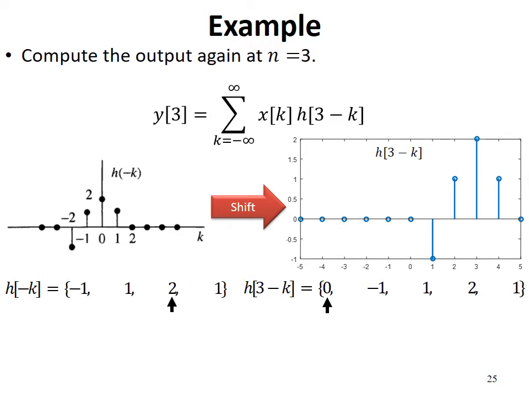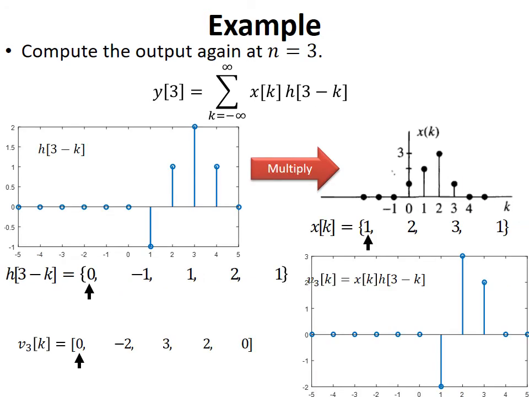Now the next step is to multiply h of 3 minus k with x of k. Now h of 3 minus k would be multiplied with x of k. So the sample at k equal to 0 of h of 3 minus k would be multiplied with sample at 0 of x of k, right? So 0 would be multiplied with 1, will result in 0. -1 would be multiplied with 2, which is -2. 1 would be multiplied with 3, which is 3. 2 multiplied with 1 would be 2, and then 1 would be multiplied with 0, which is 0.